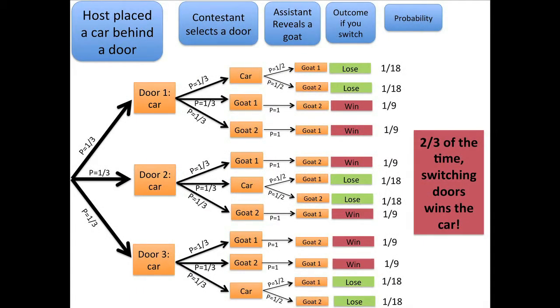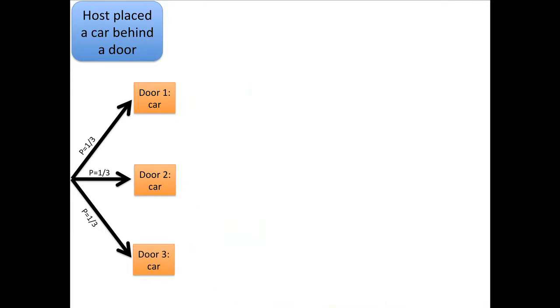Now, we'll go over the decision tree Cameron and I made and show you how we used it to determine that switching results in a 2/3 probability of winning the car. The first step in the decision is the host's choice of which door to place the car behind, and there's an equal probability for each of the 3 possibilities.